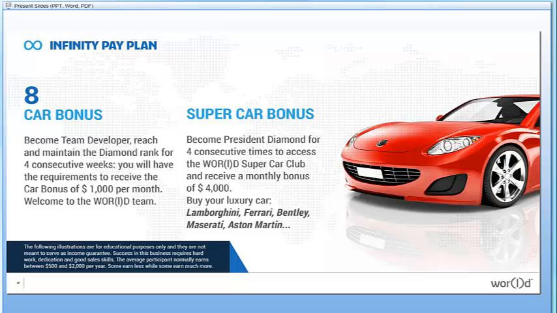So if you became a President Diamond in April, you did not manage to do it in May, but you managed to do it in June. You managed to maintain it in July. You did not keep it in August, but you became Diamond again in September. 4 consecutive times. Now you're part of the super car bonus of $4,000. Okay? And you actually get the cash. Do what you want with it for both bonuses. Hopefully you'll drive your dream car.